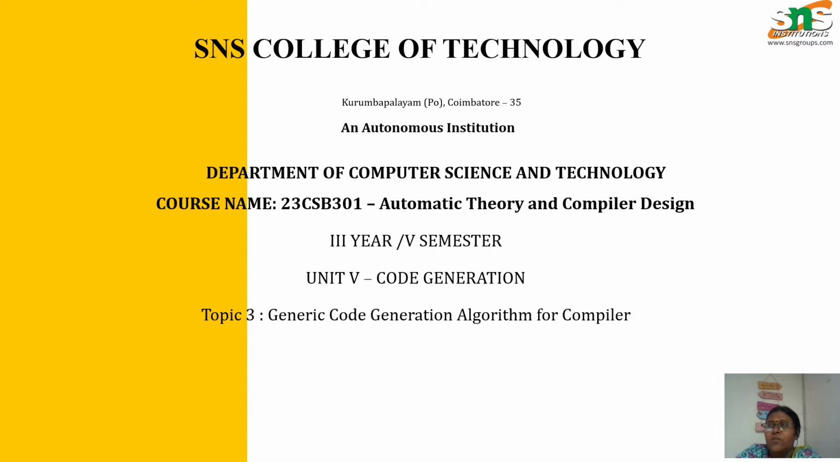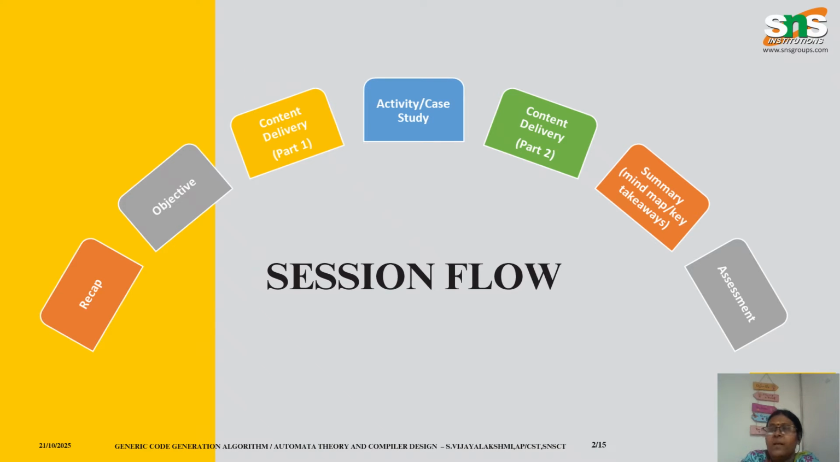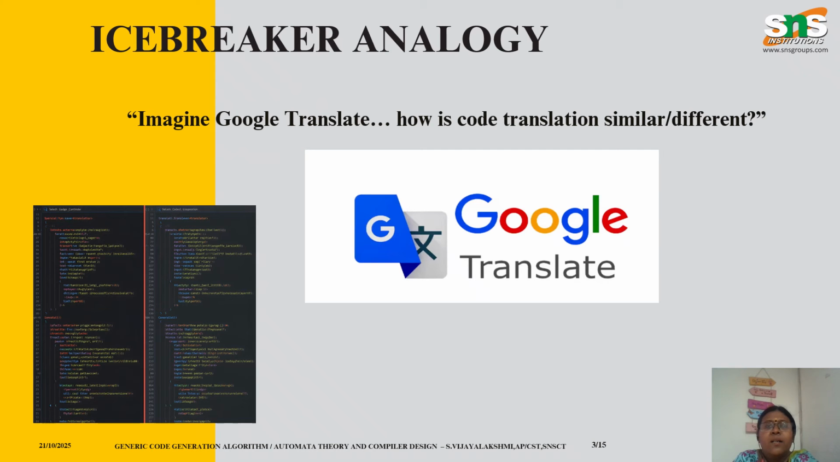Good morning, everyone. Today we are moving into a very important topic, generic code generation algorithm for compiler in code generation. Before we go into this session, think of a compiler as a translator, just like Google Translate. Convert one language into another. Our compiler converts intermediate code into machine code.